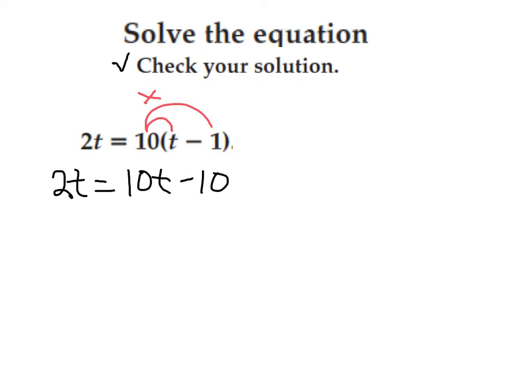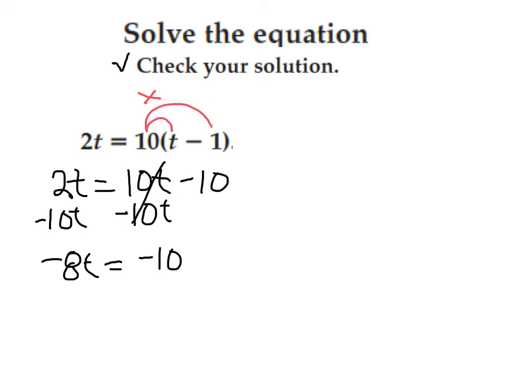Alright, so now we have two variable terms, one on the left side and one on the right. So we are going to try to combine the two, either on the left or right side. I'm going to go ahead and move the 10t by subtracting 10t from both sides. That cancels out here, and results in me getting a negative 8t on the left side, and I have a negative 10 on the right.